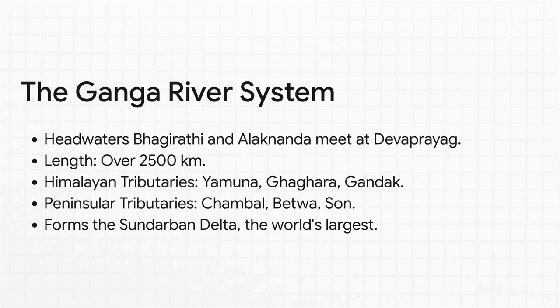It gets water from Himalayan rivers like the Yamuna, but it also gets water from rivers flowing north from the peninsular uplands, like the Sun. All of that water power ends up in the Bay of Bengal, where, together with the Brahmaputra, it forms the Sundarbans Delta, the single largest delta on the entire planet.